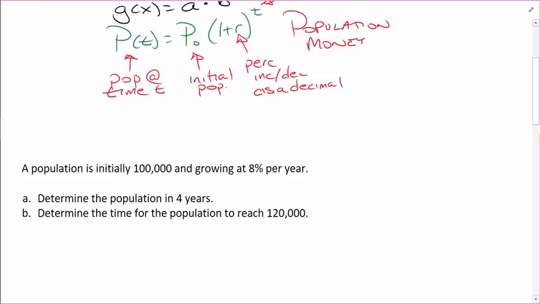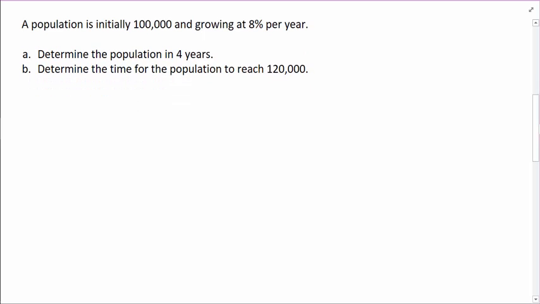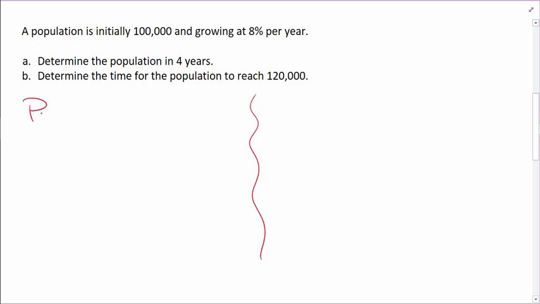We're going to get into a couple examples here. The first example problem is a population that's initially 100,000 is growing at 8% per year. The first thing we want to determine is that population in 4 years. We're going to use the population as a function of time equals initial population times 1 plus r to the t power. We're going to substitute in here. P of t is the population that we're looking for at 4 years. The initial population is 100,000.